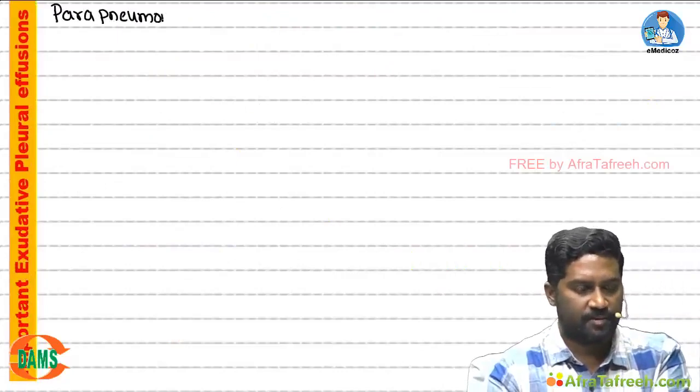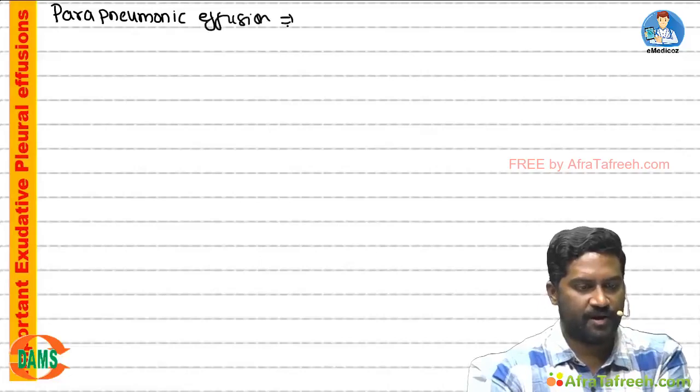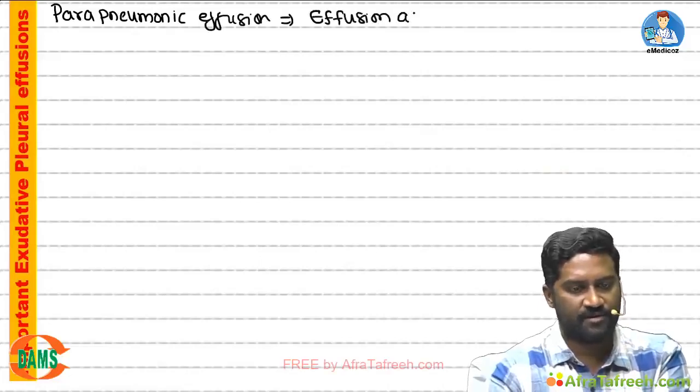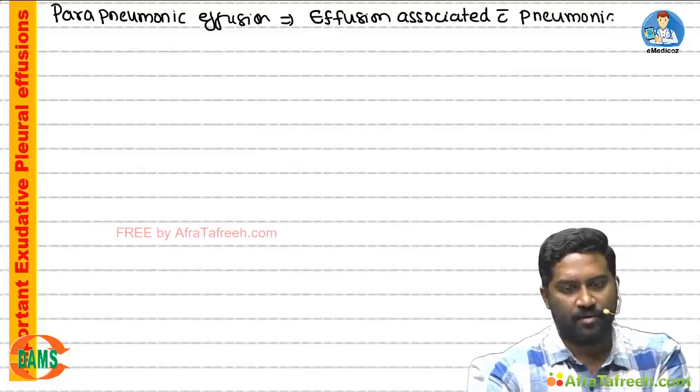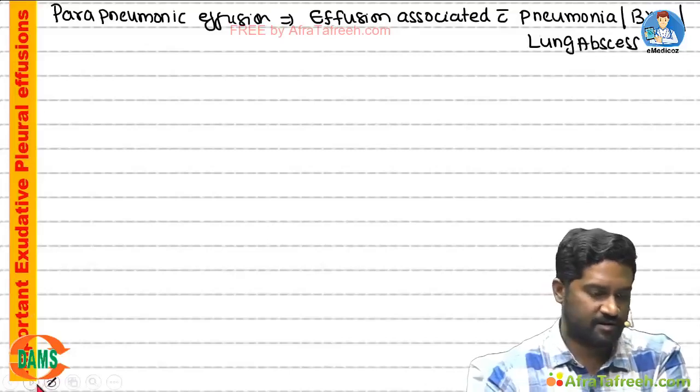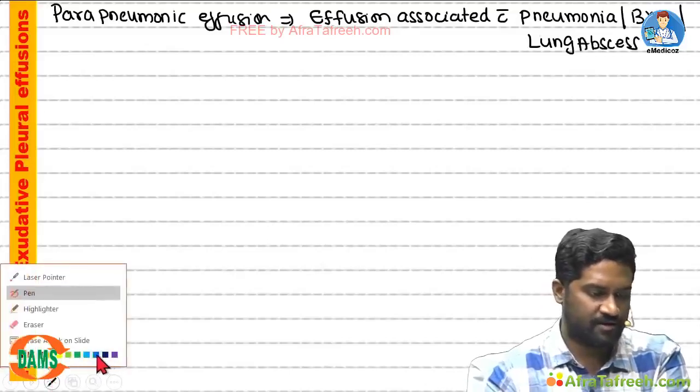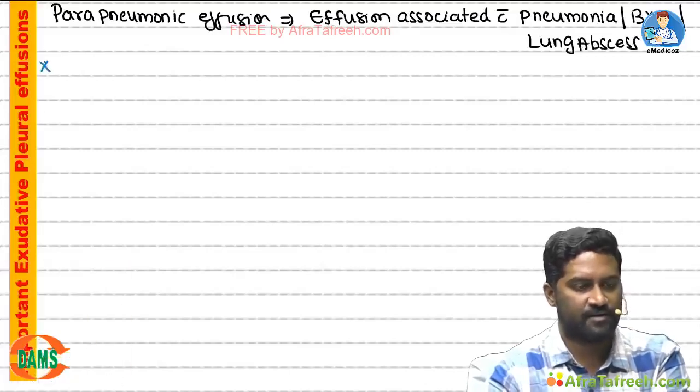Next important exudative effusion is the parapneumonic effusion. The definition of parapneumonic effusion is effusion associated with pneumonia or bronchiectasis or lung abscess. It means whenever there is an infective manifestation, if it is causing an effusion, it is called parapneumonic effusion.